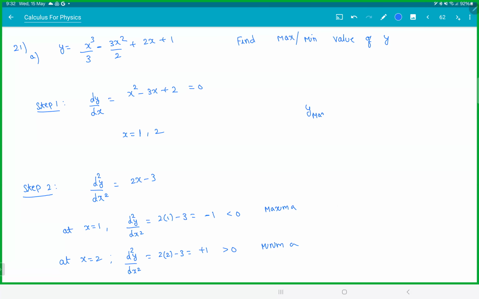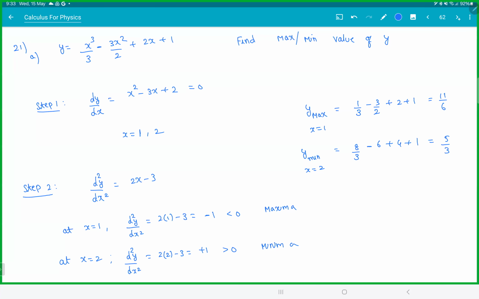So your y maximum occurs when x is equal to 1. Substitute the value: 1 by 3 minus 3 by 2 plus 2 plus 1. 3 by 2 plus 1 by 3, 9 plus 2, 11, yeah, by 6. Y minimum occurs at x is equal to 2. 2 cube by 3 is 8 by 3, minus 3 by 2 times 4 is 6, plus 2 times 2 is 4, plus 1, that's minus 1, so 5 by 3. Right, that's your answers.